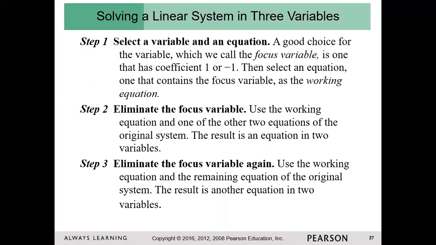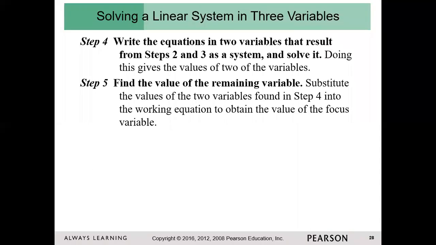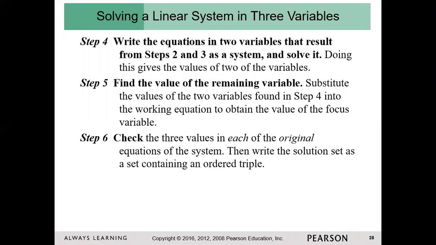And then we'll, again, this is where both of the other equations, and then we're going to write the equations in two variables that results from step 2 and step 3 as a system. So in getting rid of our focus variable, we're creating two new equations with two unknowns. And we're going to use the technique that we learned in the first section of this chapter to be able to eliminate one of those variables, and we'll finally be able to solve for one of them, and then we work our way back to figure out what the remaining values are.